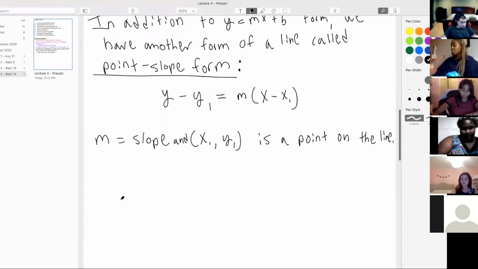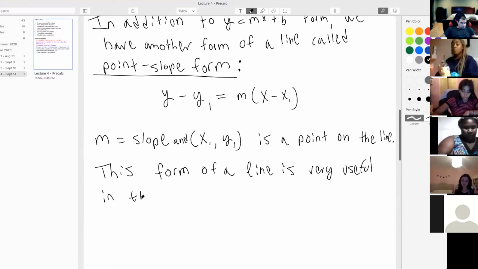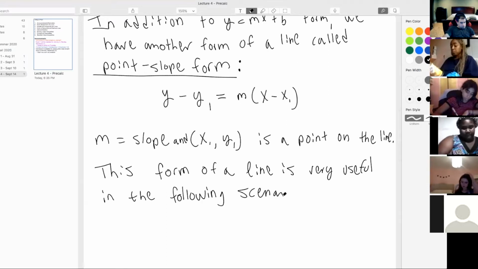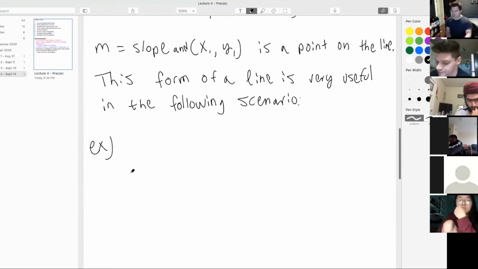Okay, so why do we care about this form of the line? Well, this will become apparent in our next example, okay? So let me just write that down. So this form of a line is very useful in the following scenario. All right, so we're going to start off with an example, okay? So you're going to want to use this form of a line in the following situation.